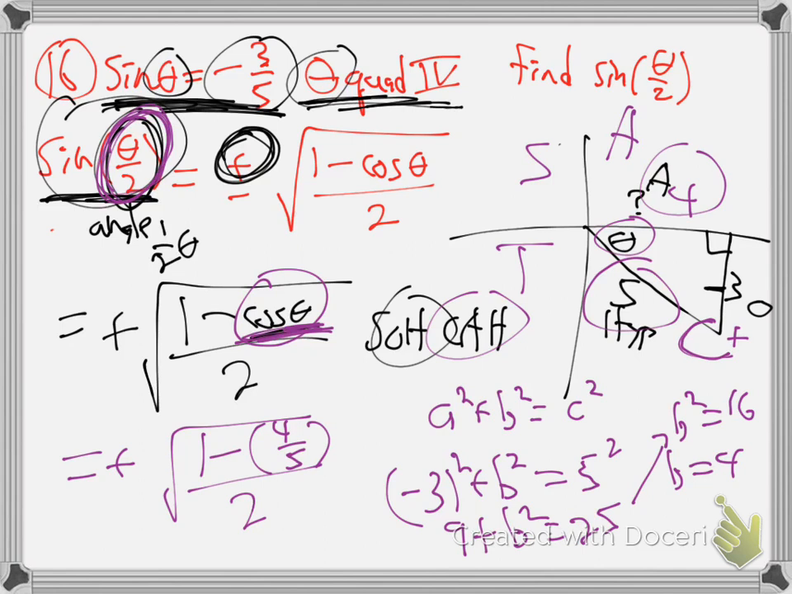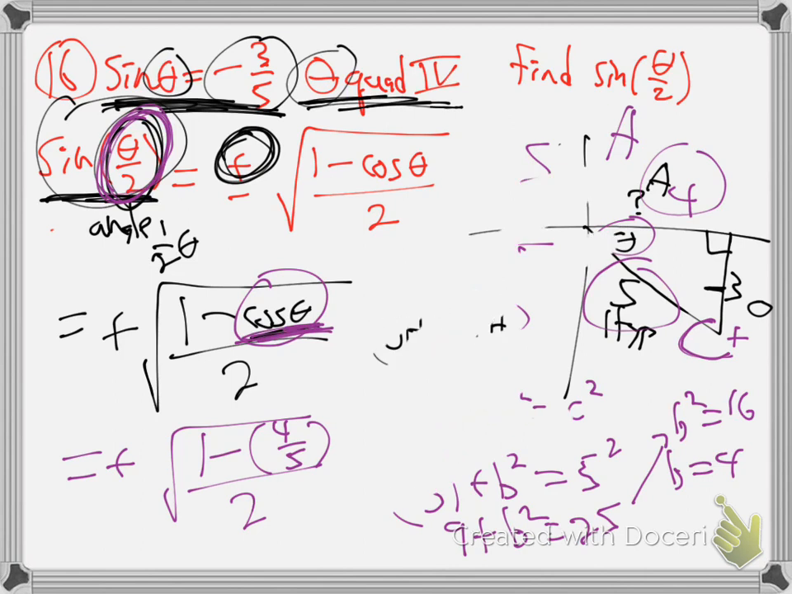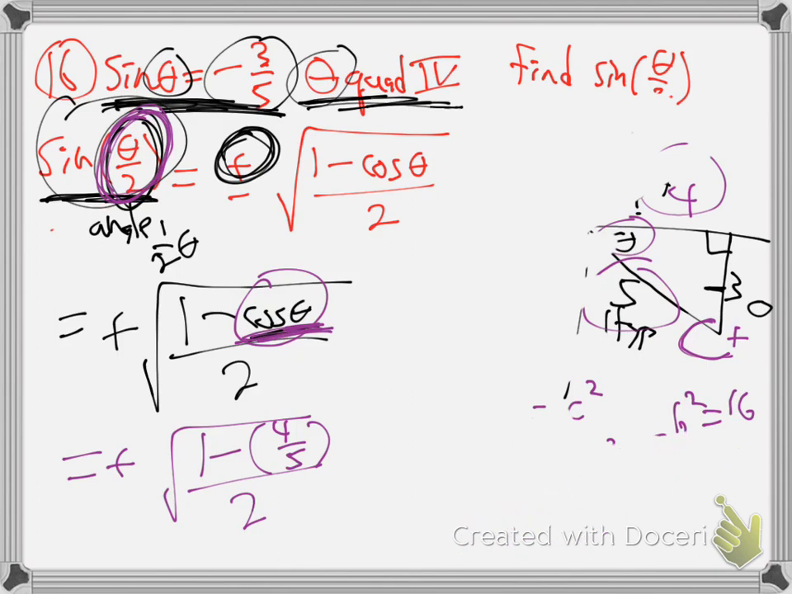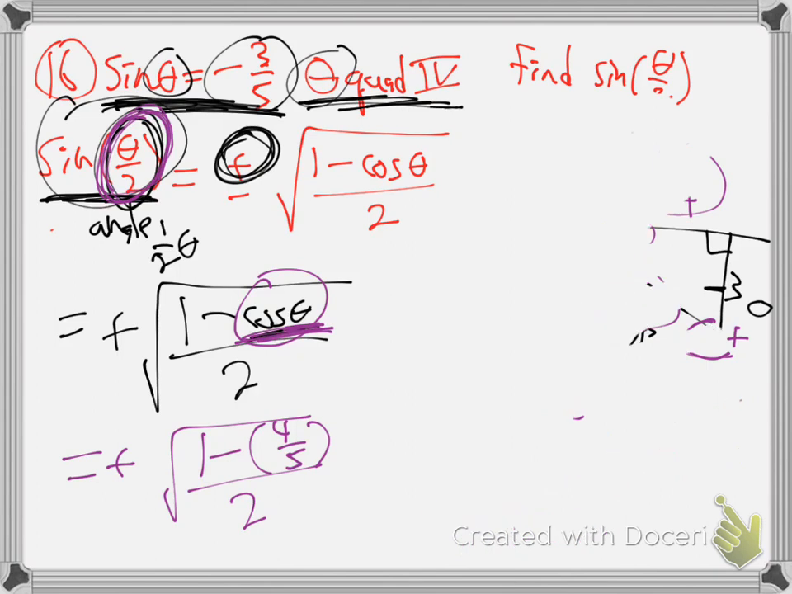But is everybody good to that point? Now, let's do some algebra. This is a tougher problem, definitely one of the harder ones for sure. And those identities are tricky too, but we're going to practice those here in a couple of minutes.